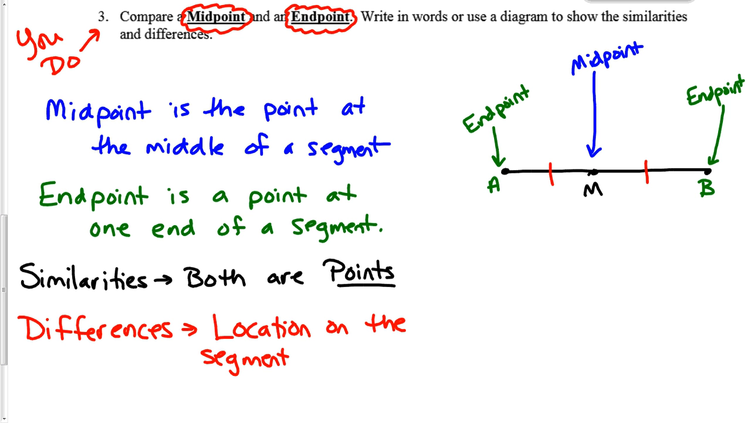Here are the similarities and differences. A midpoint is the point at the middle of a segment, whereas an endpoint is a point at one end of a segment. The similarities are both of these things are points, but the difference is the location on the segment. And there is a diagram to the right showing the midpoint being in the middle and the endpoints beginning and ending the segment. If you need to write some of this down, please pause the video here.